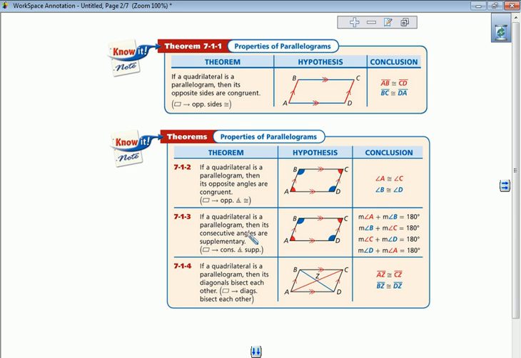If a quadrilateral is a parallelogram, then its consecutive angles must be supplementary. Well, yes, they have to be. They're same side interior angles. They have to be supplementary. If a quadrilateral is a parallelogram, then its diagonals bisect each other. We could prove that using 4 congruent triangles here.